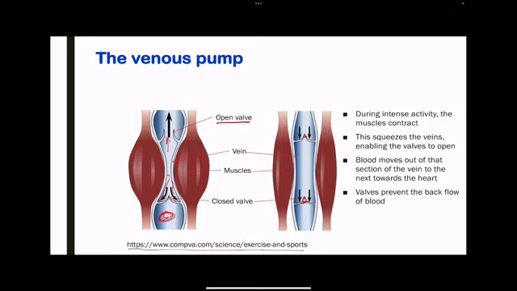However, in this situation, we can see the muscle is contracted. As this muscle contracts, it makes this part here smaller, pushing the blood from this section of the vein into the next section of the vein. This is what we call the venous pump, meaning the muscles closer to the vein contract in order to act as a pushing mechanism for blood to leave one section of the vein into the next. As contraction stops, the valves close so that the backflow of blood does not occur. So during intense activity, the muscles contract and this squeezes the veins, enabling the valves to open. Blood moves out of the section of the vein into the next towards the heart, so that these valves can prevent the backflow of blood into the previous section.